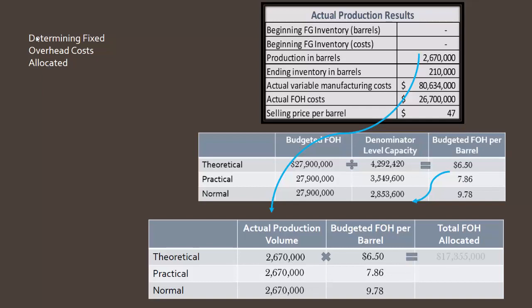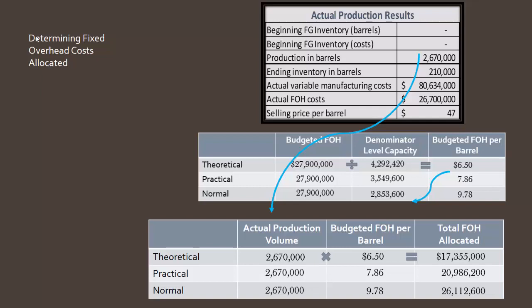Well, if we multiply that out, that means that if we use theoretical capacity, we would have allocated $17,355,000 worth of fixed overhead to production. Practically, we would have allocated $20,986,200 to production. And if we use our normal capacity, we would have allocated $26,112,600 to production.